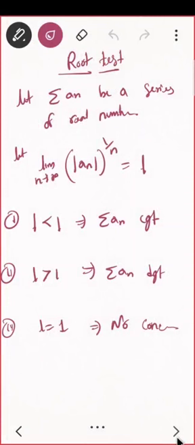For at least some time I'm taking positive series, so the modulus is not important to me for now. Later on we'll see what this is. Now let us talk about why this test gives no conclusion. Look at the series summation 1 upon n square and summation 1 upon n. Do you know the nature of these, whether each is convergent or divergent? Anybody?